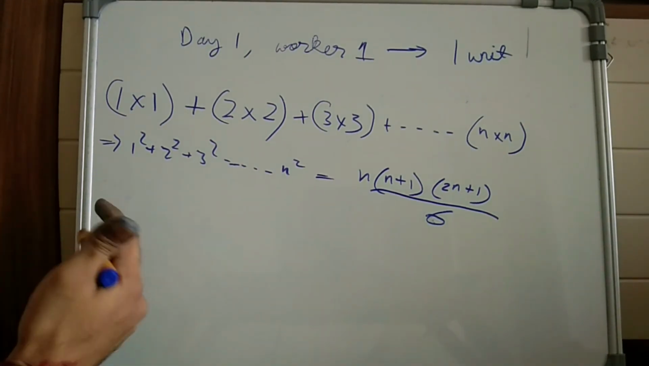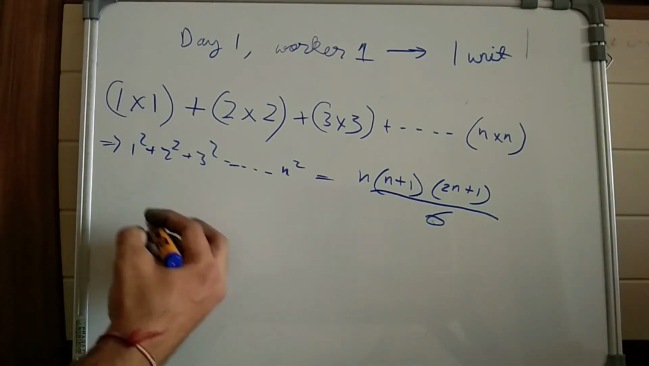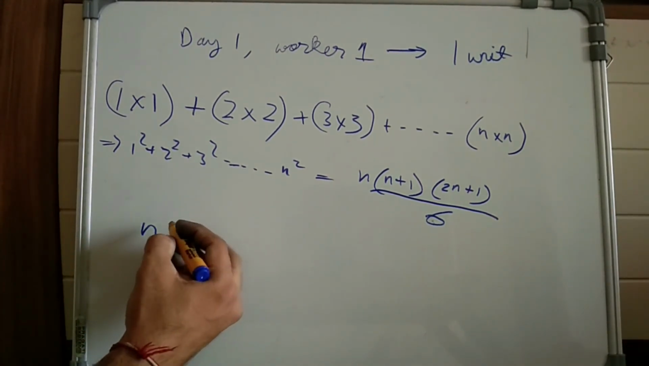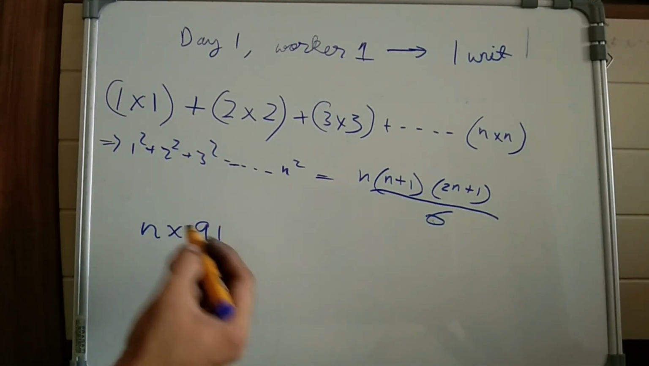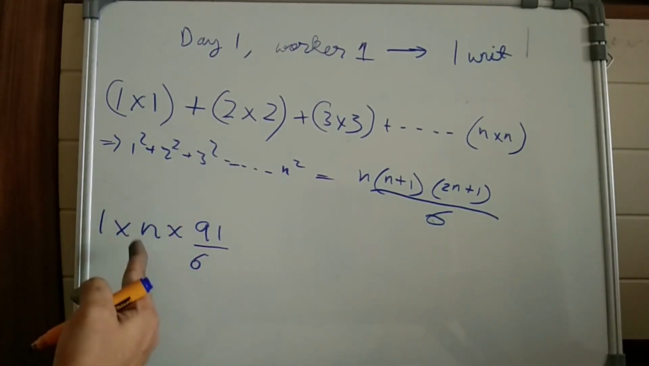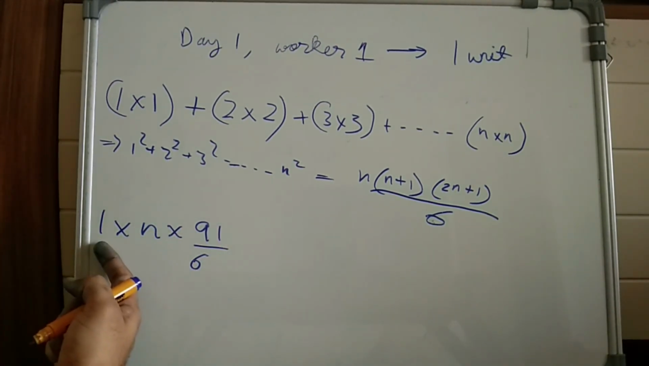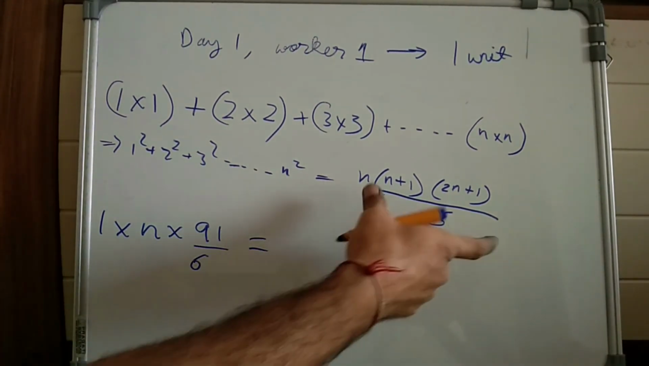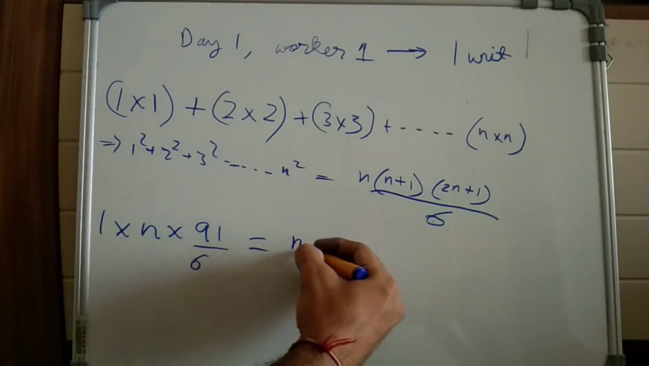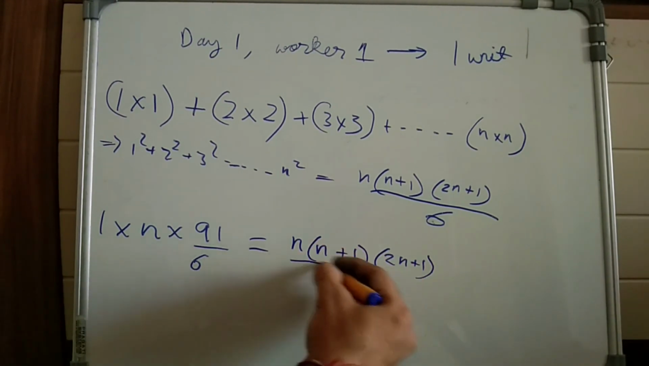So in the next scenario, what has been given is that all the workers are working together with efficiency equal to 1. So n workers are taking 91 by 6 days, with efficiency equal to 1. These are the workers, this is the number of days they are taking, and 1 is the efficiency. Okay, so this is also the total work. So this is equal to this part: n plus 1 into 2n plus 1 upon 6.